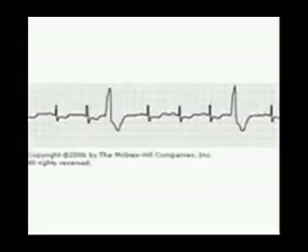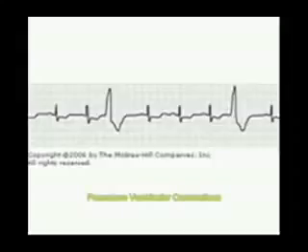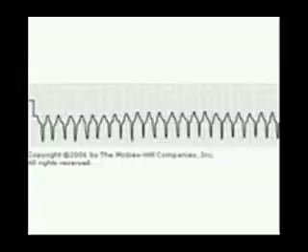Now let us see premature ventricular contractions. Here the third and seventh beats, they are premature ventricular contractions. That means ventricles are contracting before their time. And premature ventricular contractions, they may be single or double, that is bigeminy or trigeminy, when there are three premature ventricular contractions. Now this is ventricular tachycardia.